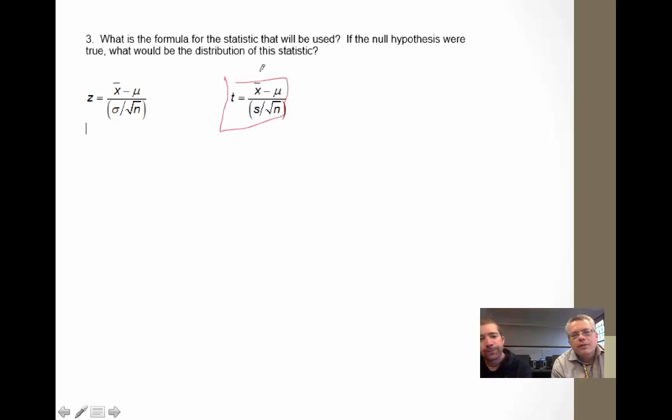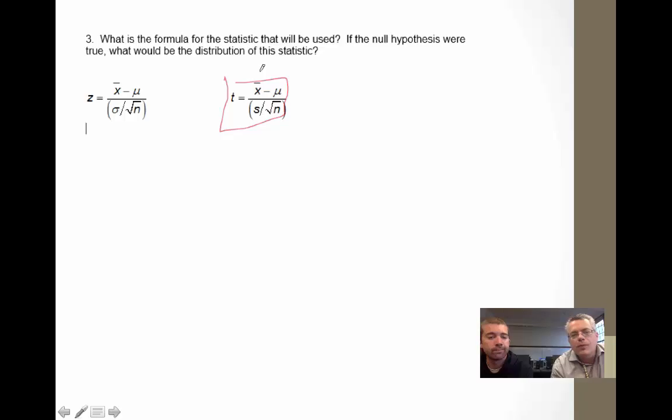Now, what's the big difference? Both have X bar minus mu on top. The difference is in the bottom. On Z, sigma is the standard deviation of the population. And actually, we have no idea for the whole population of yogurt brands what the standard deviation is. And usually you don't. So what we're going to use instead is S. And this makes a big difference, because these have slightly different distributions.